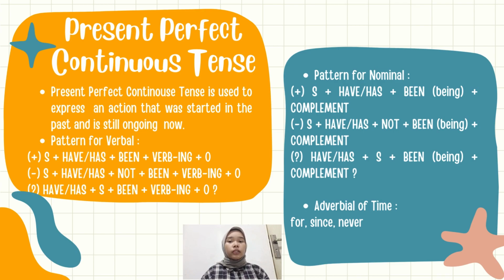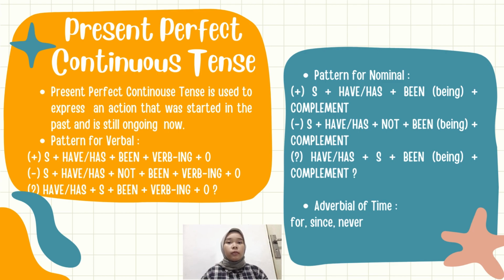Okay, here I'm going to present to you about present perfect continuous tense grammar. But before that, let me explain to you first when we can use present perfect continuous tense. Present perfect continuous tense is used to express an action that was started in the past and is still ongoing now. And then the pattern for verbal.